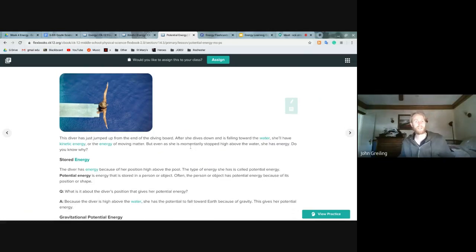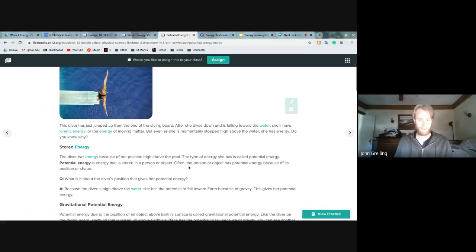This diver has just jumped up from the end of the diving board. As she dives down and is falling towards the water, she'll have kinetic energy, or the energy of moving matter. But even as she is momentarily stopped high above the water, she has energy. Do you know why? Stored energy. The diver has energy because of her position high above the pool. The type of energy she has is called potential energy.